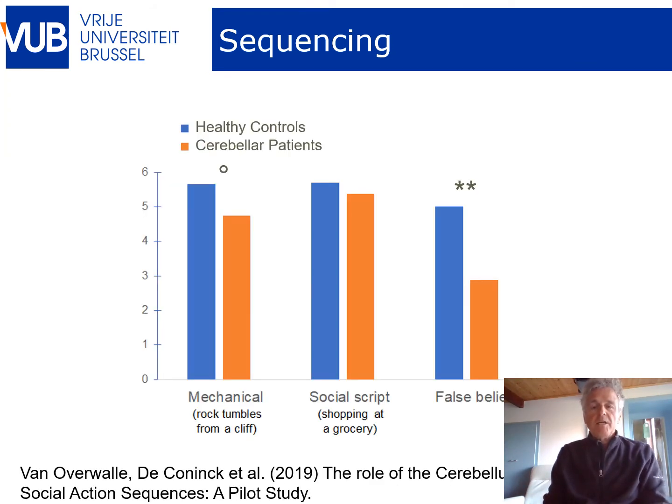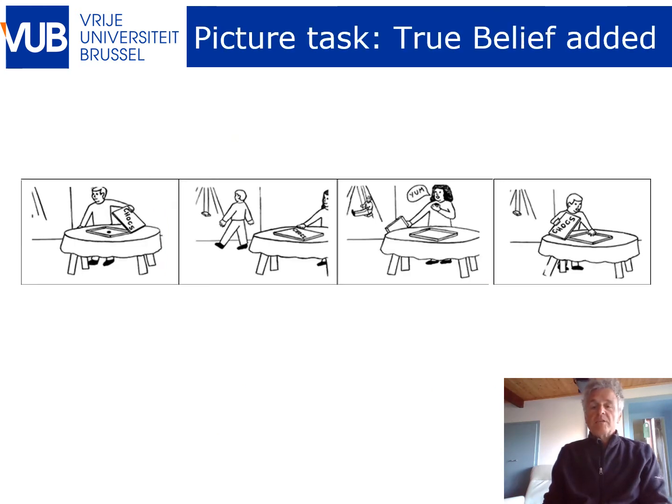As you can see here in this study, we compared the behavior on this picture test between healthy controls and cerebellar patients. And as you can see on the mechanical items, they did quite well. The social script, they did very well. But in the false belief script, they really did much worse. So the combination of sequencing and false beliefs, that combination was detrimental for cerebellar patients.